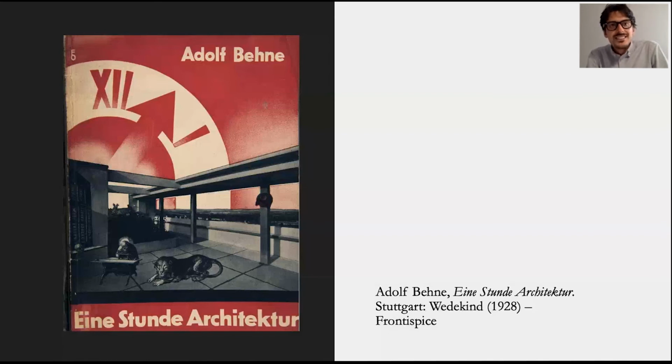And so it is interesting to see that already from the beginning, from the cover, you have a certain communicative feature that is pretty clear. There is a clock in the background that indicates the time. And then you see this terrace that is the Weissenhof in Stuttgart. And then there is this small picture of Saint Jerome with the lion on the side.